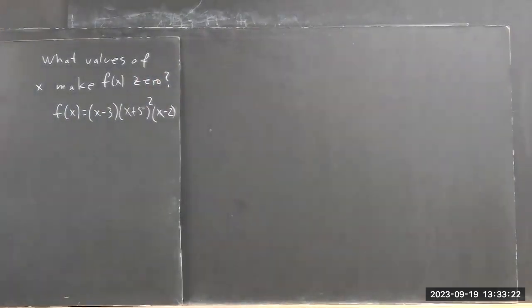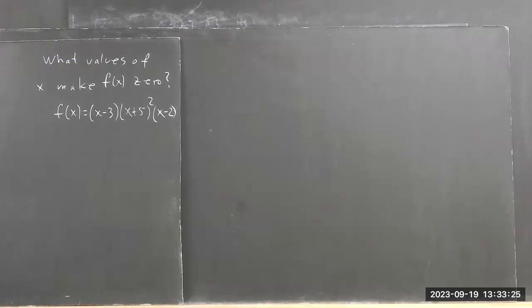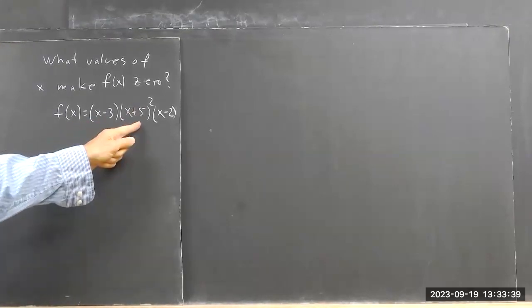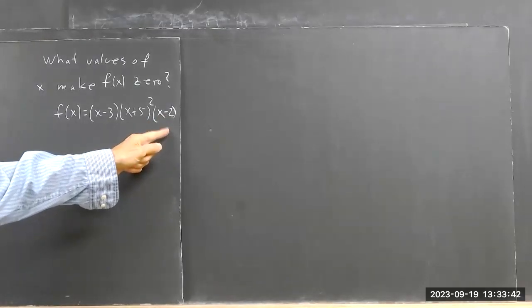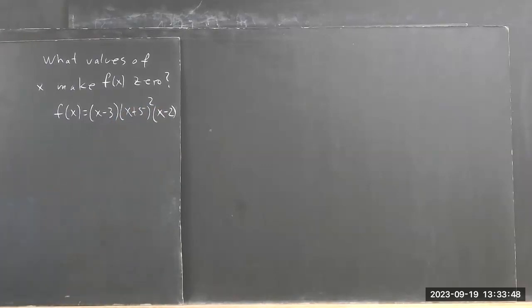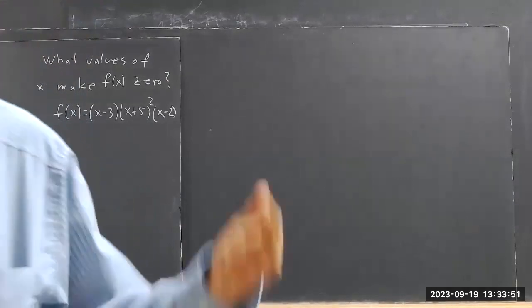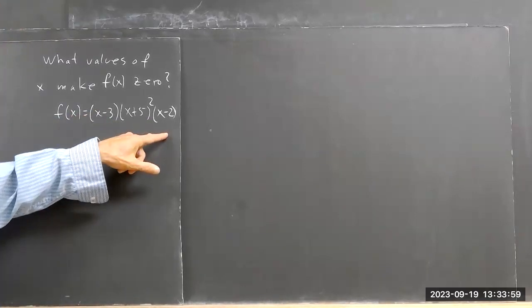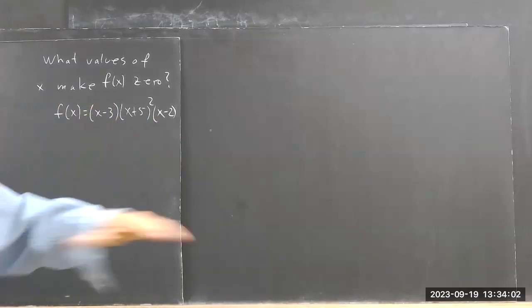Okay, what value of x makes f of x 0? Can you show me with your fingers? Can you give me one value? Any one of them. If x is 0, it isn't 0. Okay, so I see a lot of zeros every time I ask this. If x is 0, this is -3, this is 5 squared, and this is -2. If you multiply -3 by 5 squared by -2, you're going to get 150. Check me on that. I did that quick. So that doesn't work. If x is 0, none of these is 0. And if you multiply 3 things that aren't 0, you don't get 0.